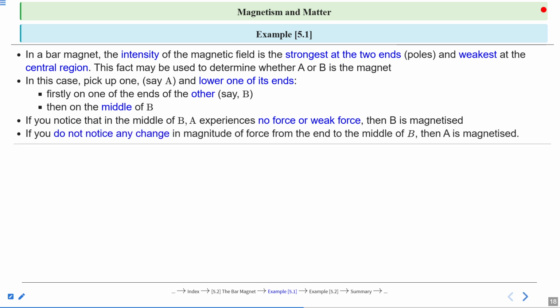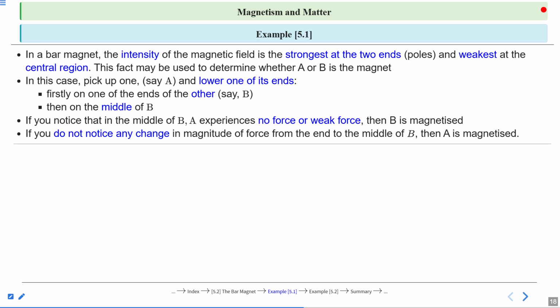And if you do not notice any change in the magnitude of force from the end to the middle of B, then A is magnetized. So if the force is the same throughout the B magnet, when you bring one end of the A magnet towards the end of B and the middle of B, and there is no change of force in both cases, then A is magnetized. Why? Because A is inducing the magnetic moment in B. So the force of attraction will be the same at the ends and at the middle also.